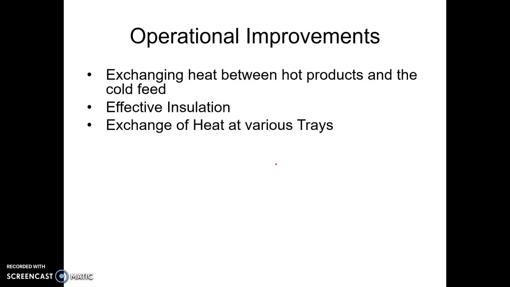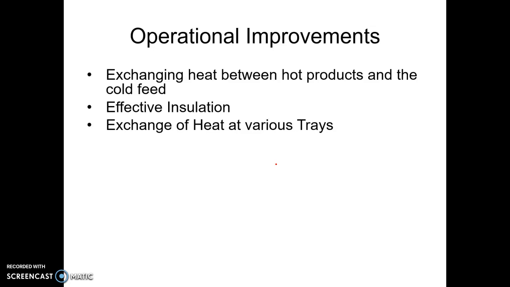Then you can exchange heat at various trays. Now this serves two purposes. One, as I told you earlier as well, we supply energy at a higher temperature and remove it at a lower temperature. So this creates a work of separation. If we supply energy at various stages, your process will move towards a reversible process, and hence it will be more energy efficient. So this is one.